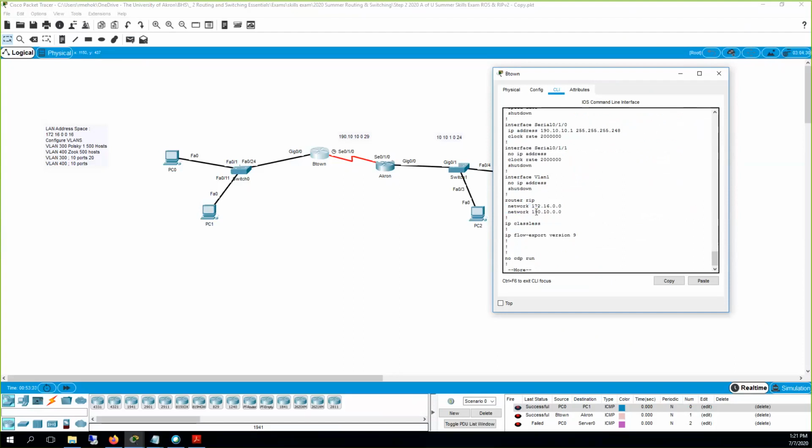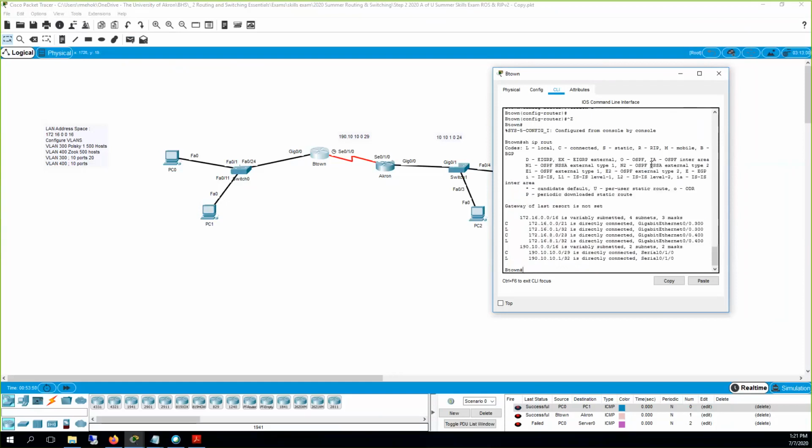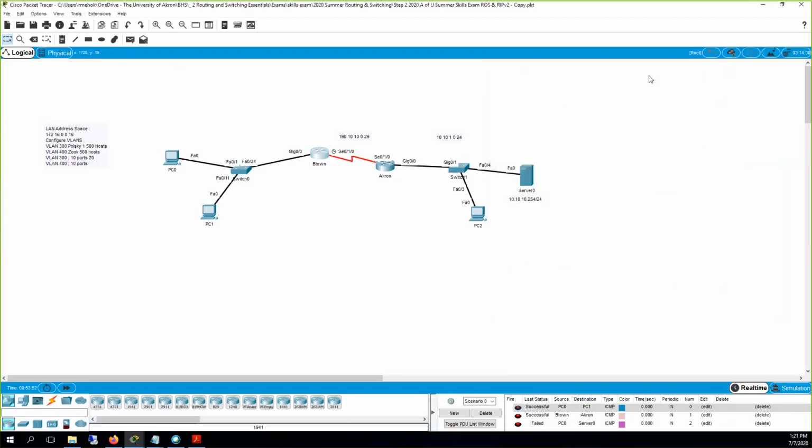So what we have to do now is do version 2, and version 2 sends the subnet mask along with the routing update. Control Z exit, show IP routes. No difference. Now over here, remember, we're going to use NAT for the 10. So the 10 is going to turn into a 190. So the only network we want to share is the 190 on this router.